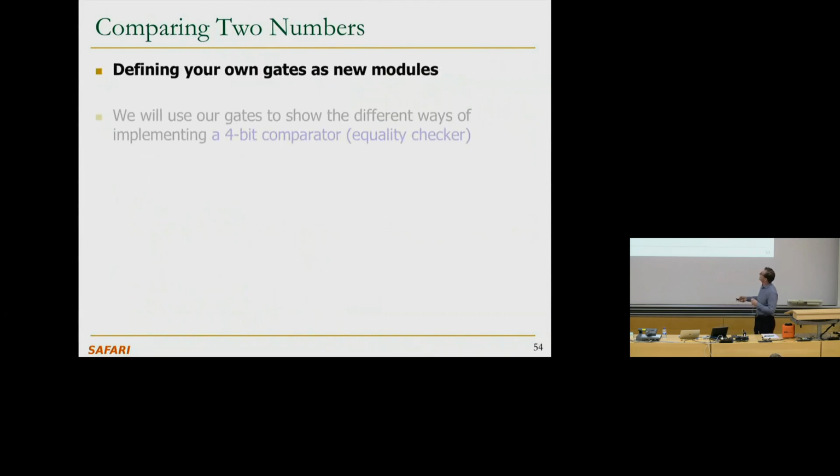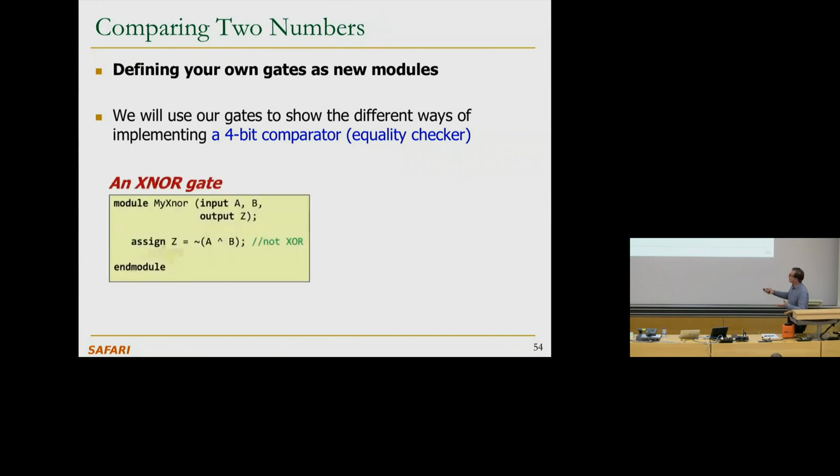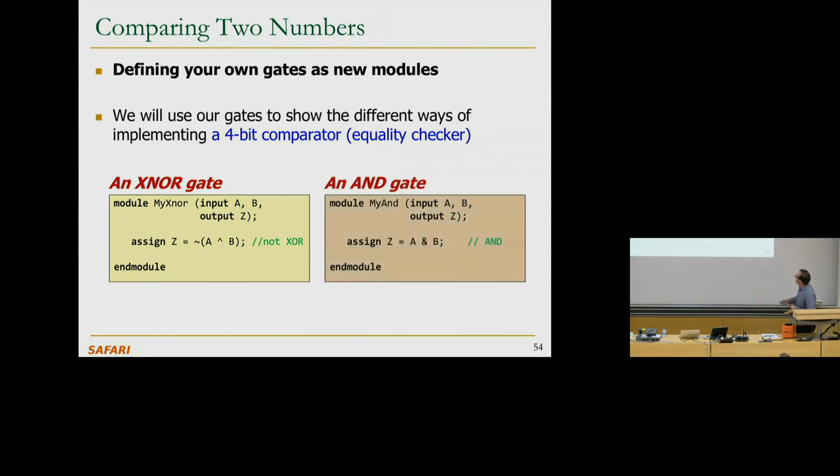So let's take a look at readability a little bit. We will use our gates to look at different ways of having a 4-bit comparator, essentially an equality checker. Are these two numbers, each represented with 4 bits, equal? We're going to use these building blocks. This is our XNOR gate, which is used for comparison. It's basically a bitwise XNOR, a NOT of the XOR. And we're going to use an AND gate. We're going to look at different levels of abstraction and how readable they are.